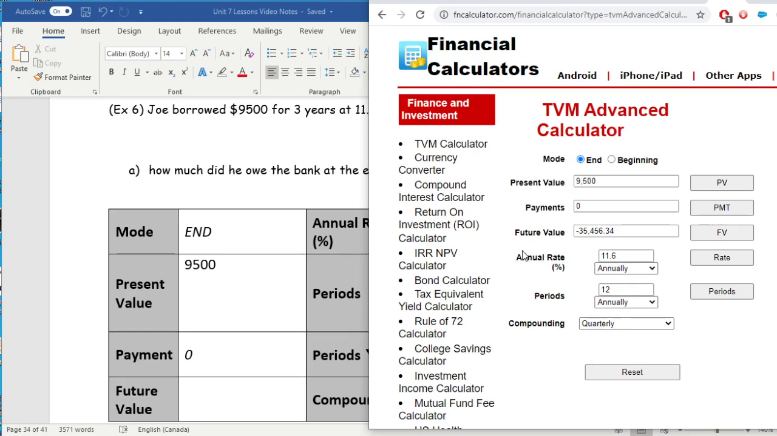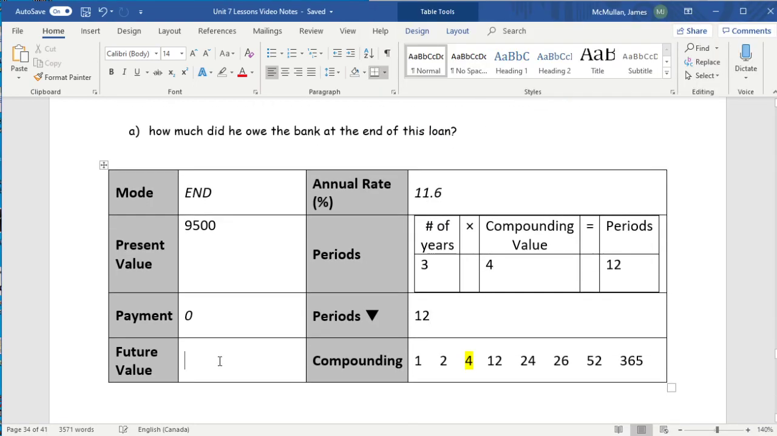I understand. Annual rate, we're always going to leave as annually. This one is what we're going to change. Yeah, there we go. That makes more sense. Okay, so it compounds quarterly. It's 12 periods, quarterly. The annual rate is annually, which it basically is for every question. This almost would never change. And your future value is 13,387.77. Okay, so that's how much he'll owe the bank.